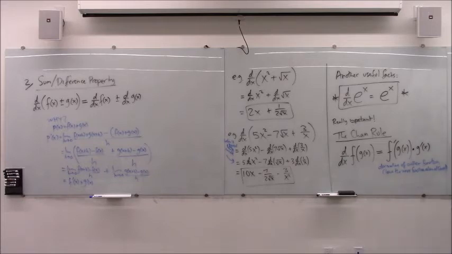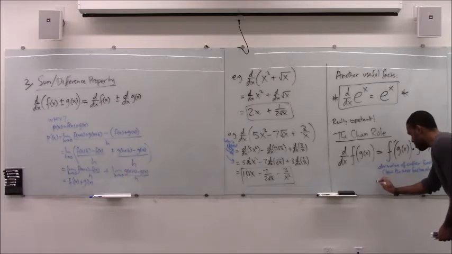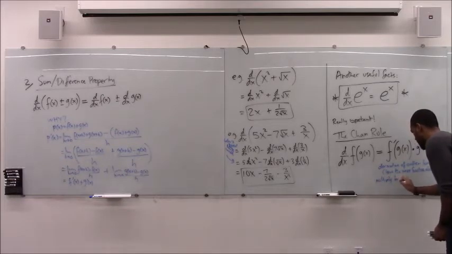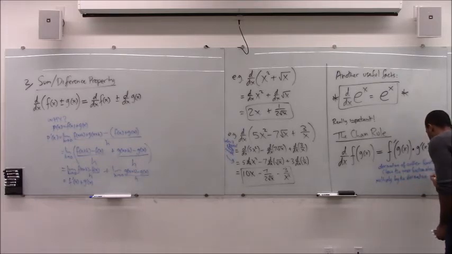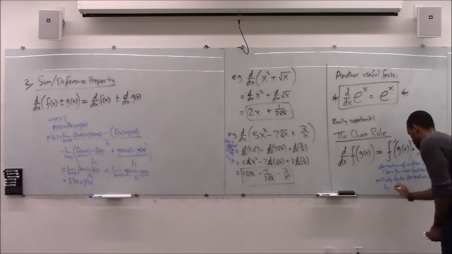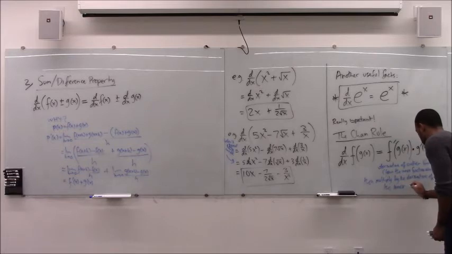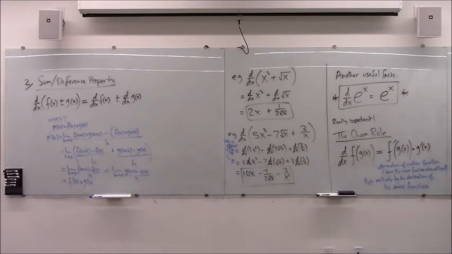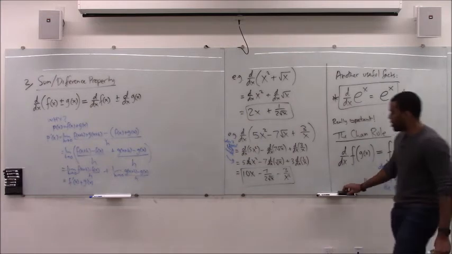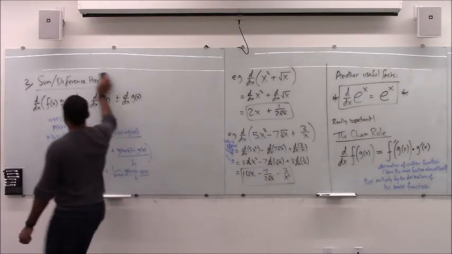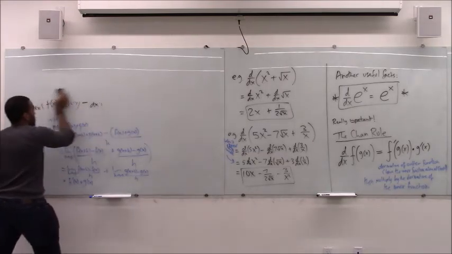Students so often forget that. They start to try to differentiate the inside right away. Don't do that. Then you multiply by the derivative of the inside, the inner function. This is called the chain rule. Very important derivative rule. It allows you to differentiate composite functions. So let me show you an example of doing that.